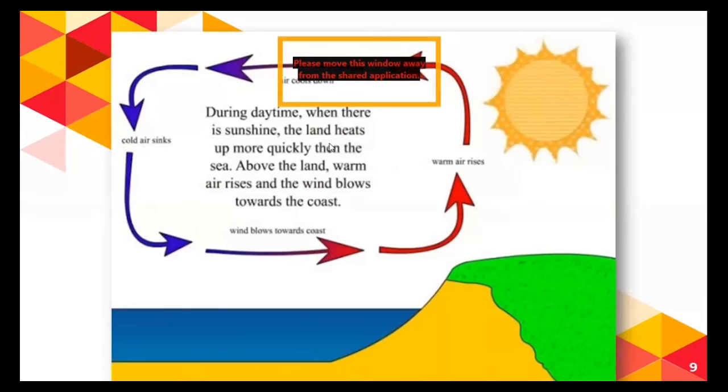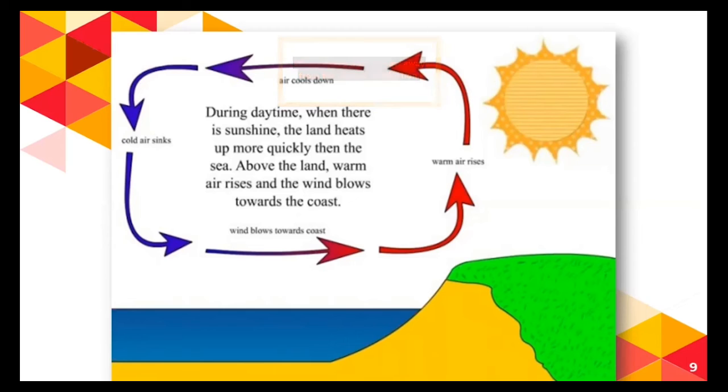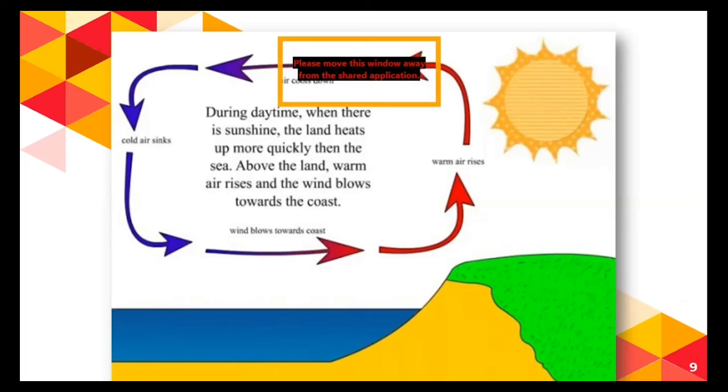Now, how does this process happen during daytime and during nighttime? Again, you have a diagram that represents how convection happens. You have a circular motion that represents wind that blows toward the coast. The warm air rises according to its density, because it's less dense, and then the air cools down. The cold air, we learned that it sinks. Why? Because its density increases, so the particles are heavier.